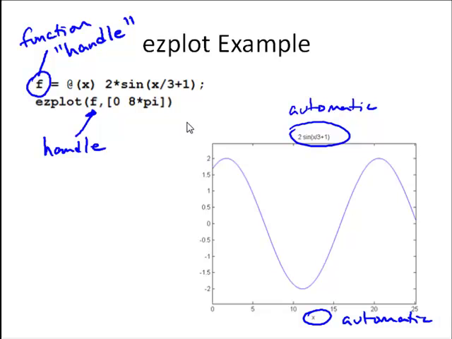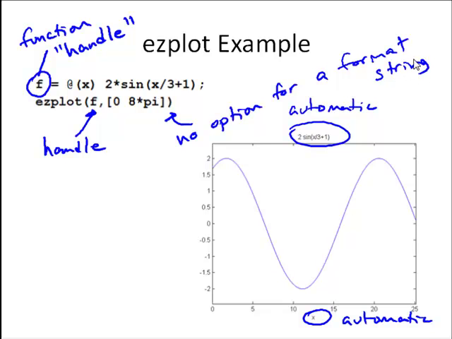So one thing you'll note is there's no option for EZPlot for a format string like we used with the plot command. You might recall stuff like a solid black line for a format string for the plot function. Again, EZPlot is just for getting a quick look at what that function is doing over a certain domain.